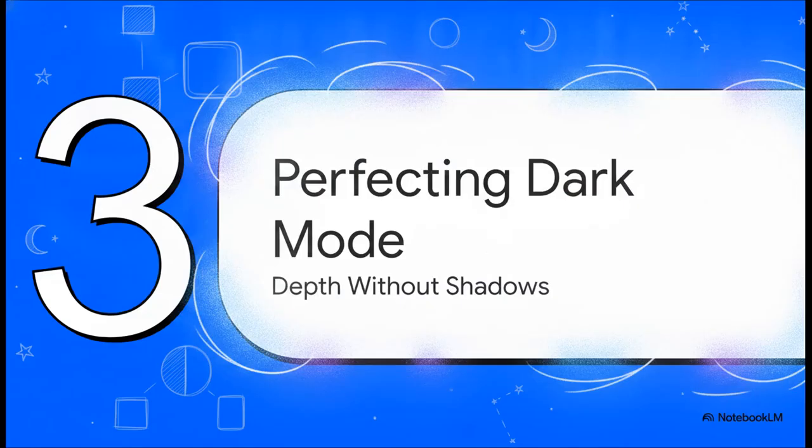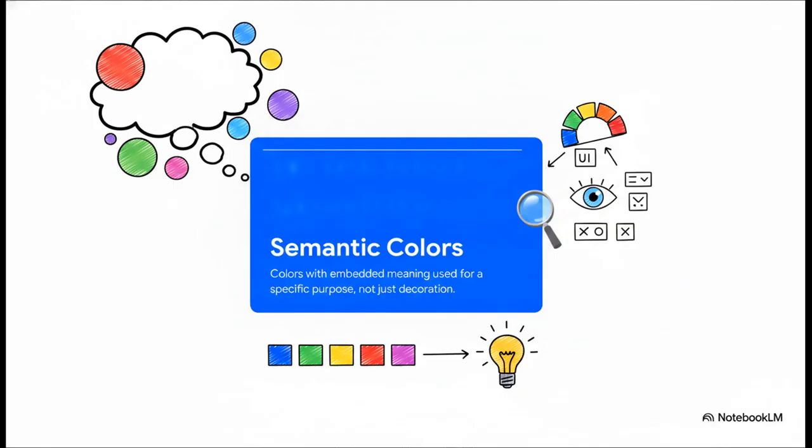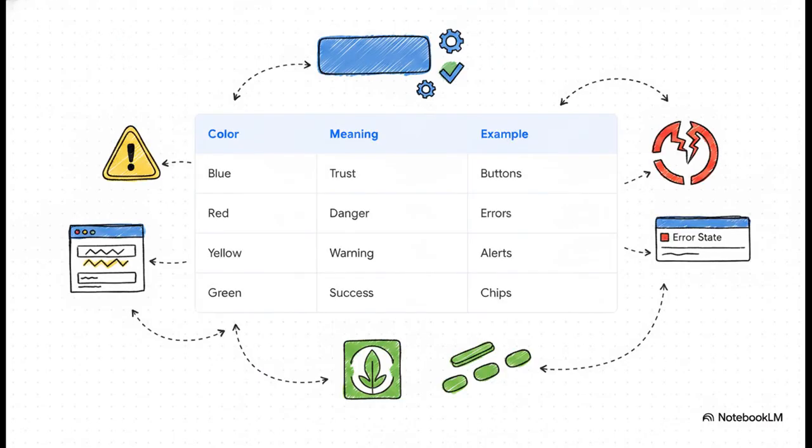All right, Part 3. Perfecting dark mode. How we get depth without shadows. Before we even touch dark mode depth, we need to establish semantic colors. These absolutely aren't just colors you pick because they look pretty. You have to let the color find you based on its embedded meaning and the specific purpose it serves in guiding the user. You apply these rapidly to create instant psychological signifiers.